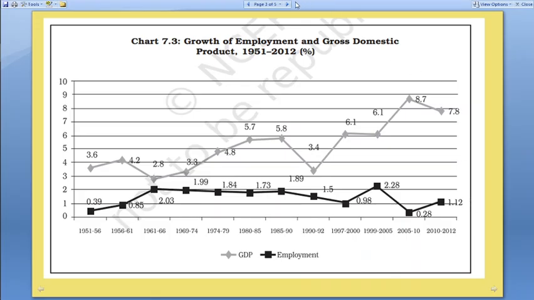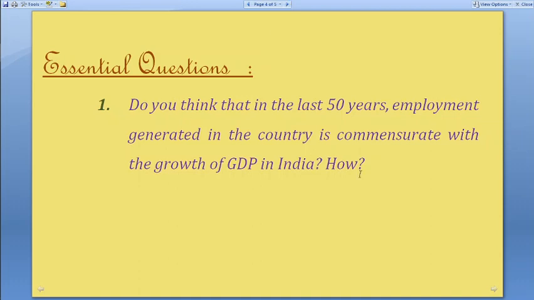That somehow explains the situation. And here you have the essential question that you can ponder upon, think about, discuss, and debate. Do you think that in the last 50 years, now it's about the last 80 years, employment generated in the country is commensurate with the growth of GDP? Do you think that employment is keeping pace with the growth in GDP? How? You need to answer.